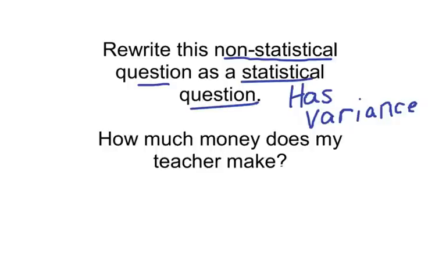Or what if you ask, what teacher do you think is the best dancer? Okay, is everyone going to pick the same teacher? Nope, so that's going to have some variance. Okay, so there's so many different possibilities. So what it comes down to is as long as it has variance and it's not just one possible answer, that is statistical. If it only has one possible answer, not statistical.